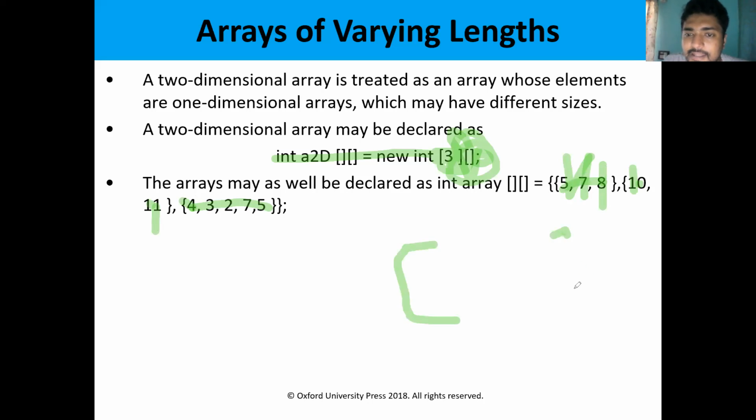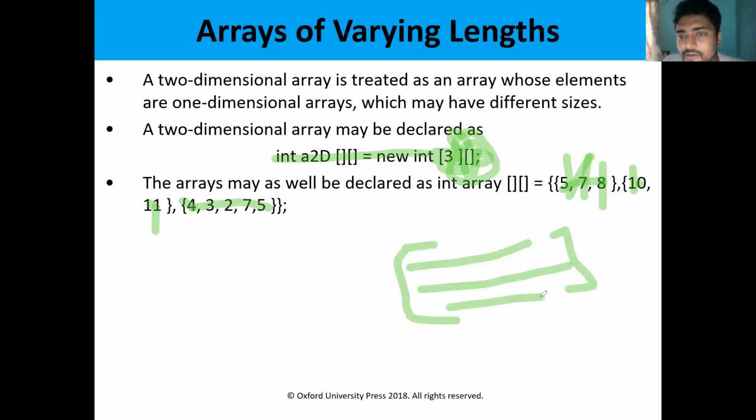We are varying the length of a matrix. We are defining 3 rows, but the first row has 3 elements: 1, 2, 3. The second row has only 2 elements. The third row has 5 elements: 1, 2, 3, 4, 5.